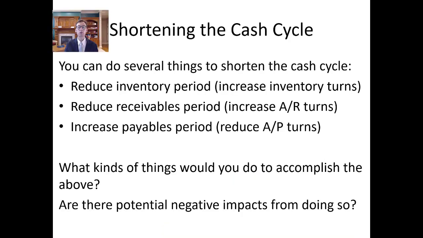Let's talk about how we can go about shortening the cash cycle. You can do several things to shorten your cash cycle. You can reduce the inventory period, which is the same as increasing the inventory turns. Well, what are inventory turns? It's simply the cost of goods sold divided by inventory. So there are two ways that you can increase inventory turns. It's either through increasing our sales, and thus our cost of goods sold, or decreasing our inventory.